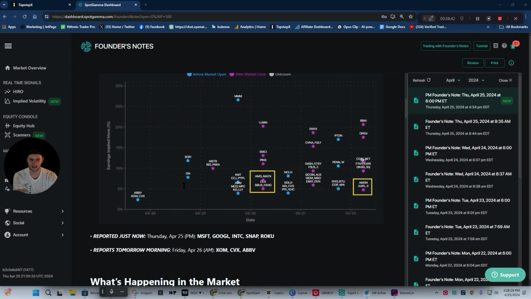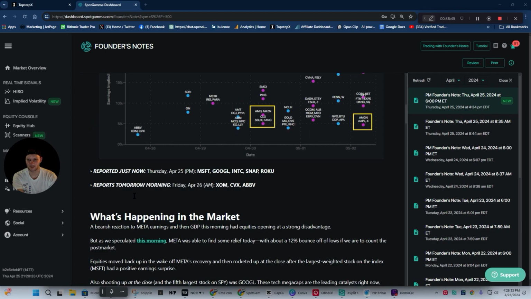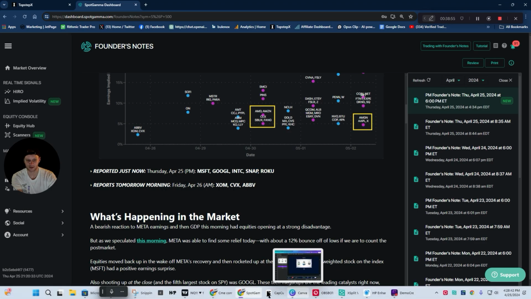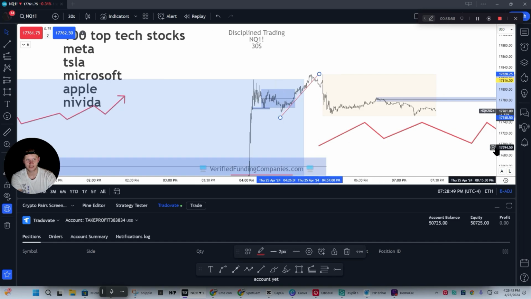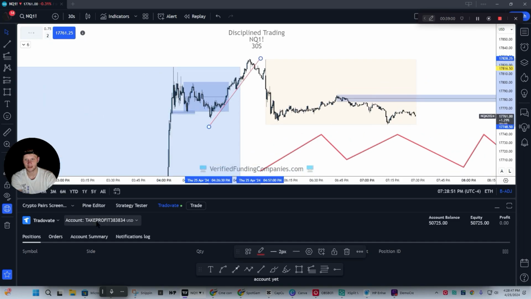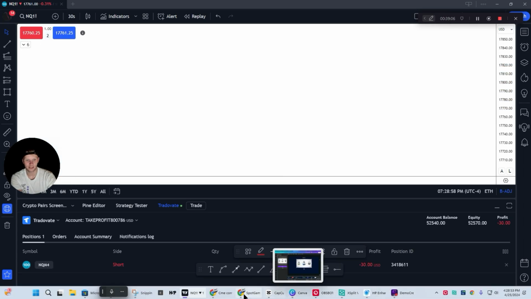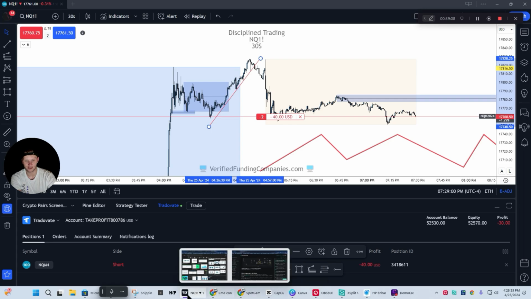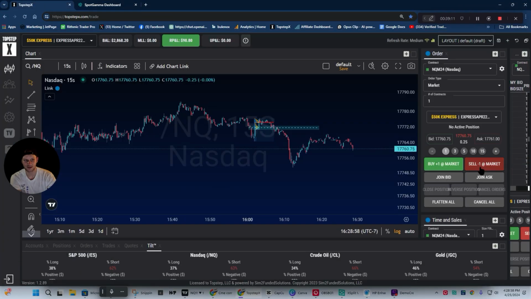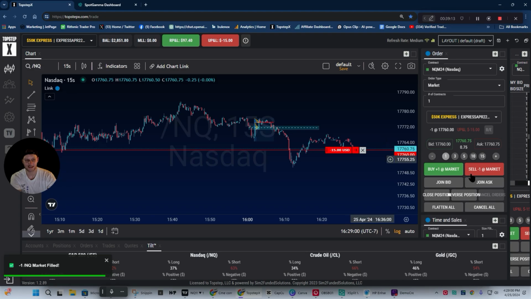So today at the close, it looks like there was a bunch of different ones that reported. We had Microsoft, Google, Intel, Snap, Roku. And tomorrow we have a couple of other companies. So it's a good idea to understand how this works, because when these companies report earnings or have big movements, you can use the underlying stock to get an understanding of what the asset might do.